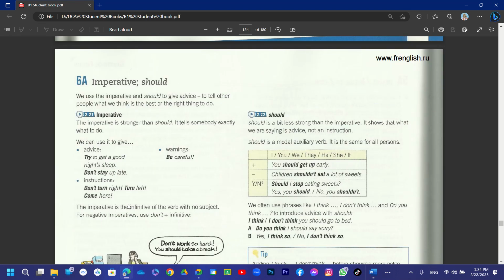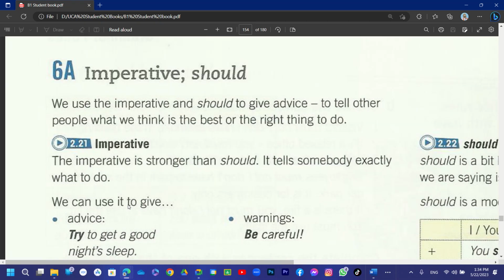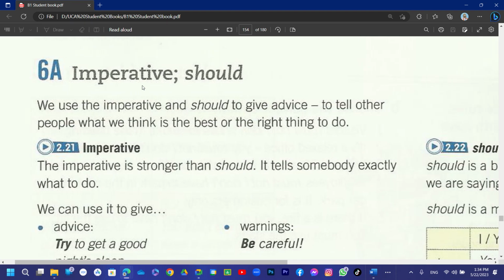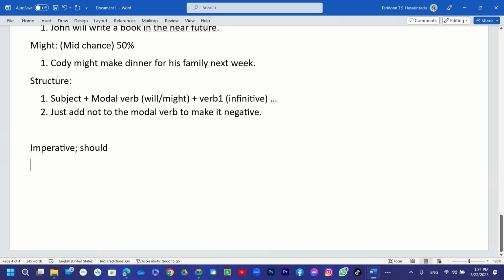The grammar of Unit 6 we have here is imperative and should. Imperative and should. And this is very easy because both of them are actually used for kind of the same thing in this book. So imperative and should are both, let's write it here, the uses. They're both used for giving advice.